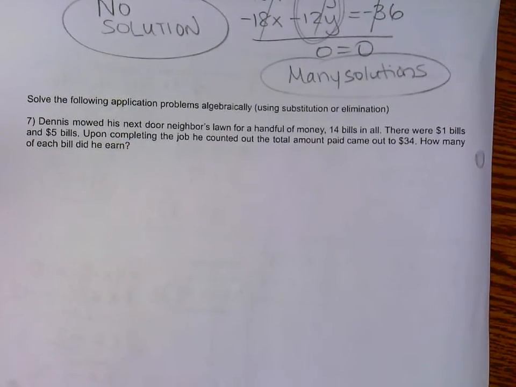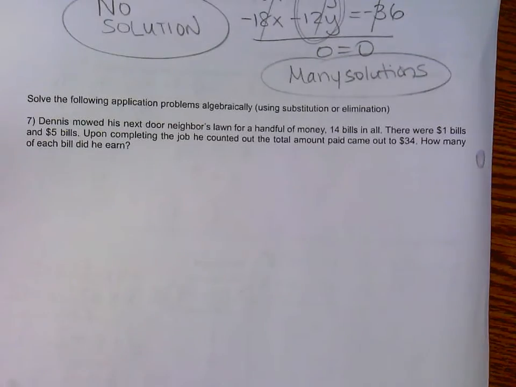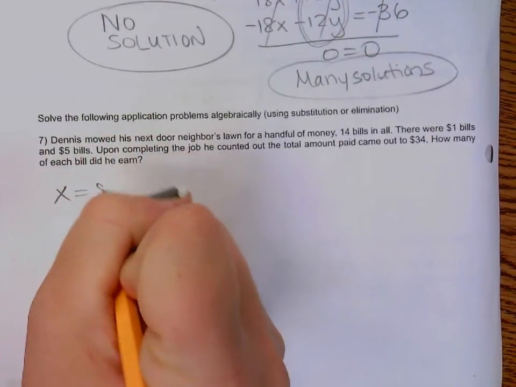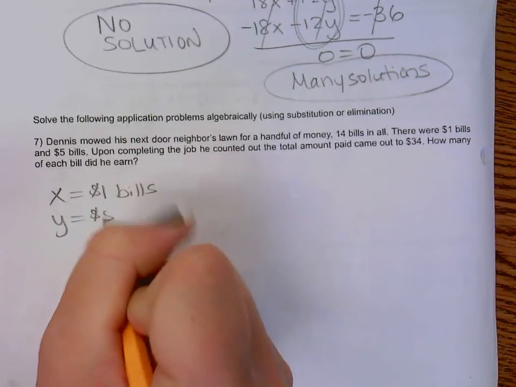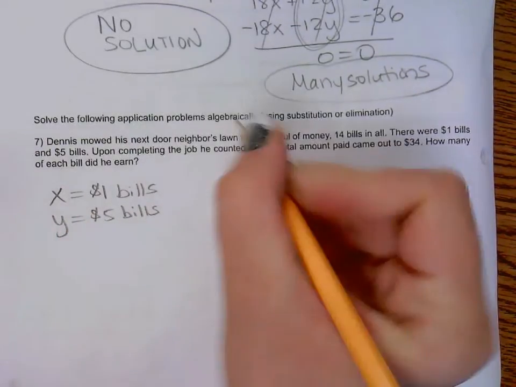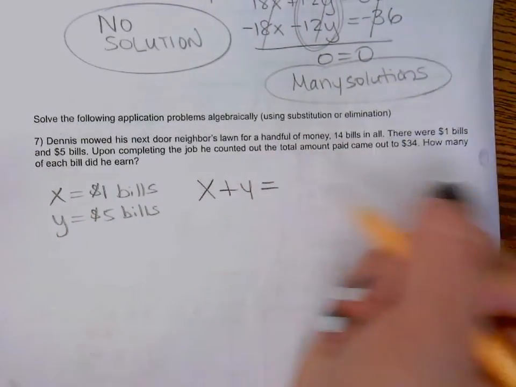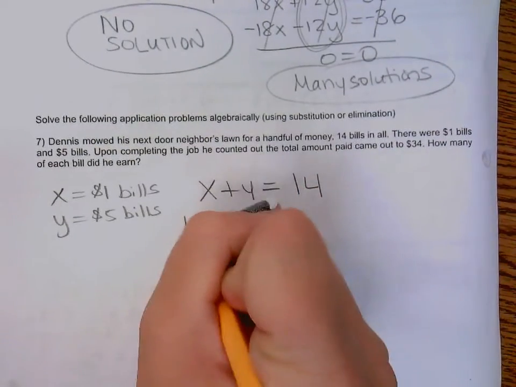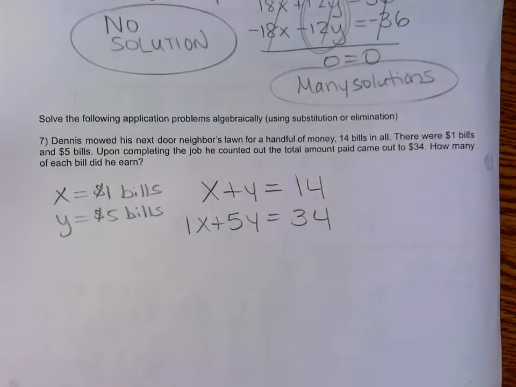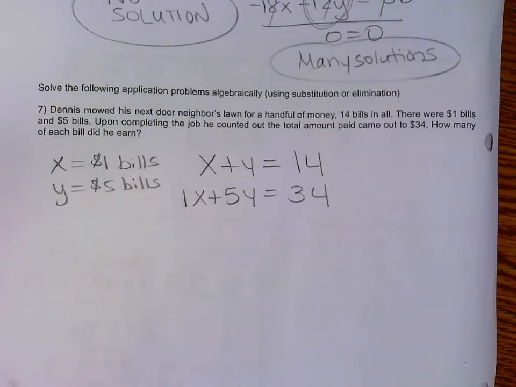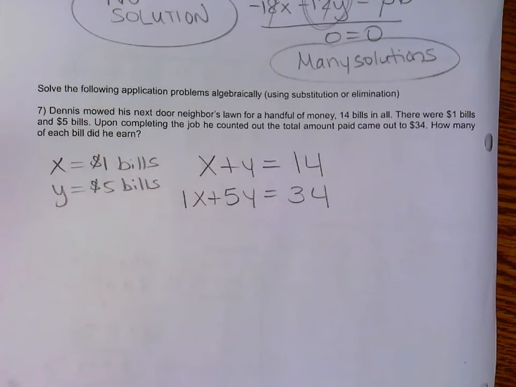Maybe you want to look back at yesterday. So we identify that X is our $1 bills and Y is our $5 bills. We have a total of 14 items, and 1x plus 5y equals 34. So now I think it's set up perfectly for elimination. Multiply one of the equations through by -1, and you've got it, right?